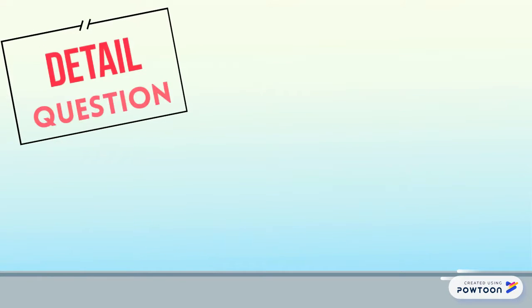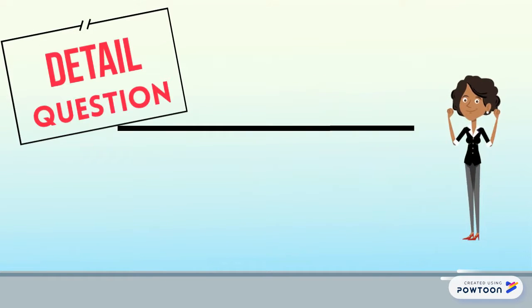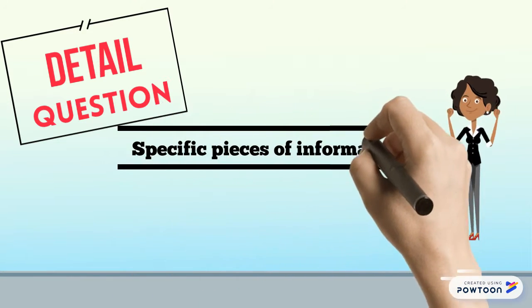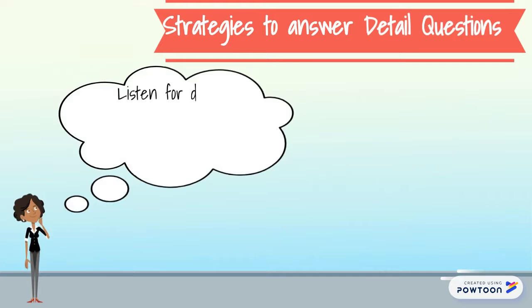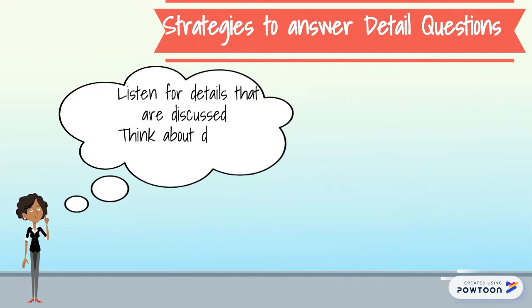The following type of listening question is the detailed questions. The detailed questions ask you about the specific pieces of information that are stated in the passage. Strategies to answer detailed questions. You have to listen for details that are discussed or think about different ways to restate the details.